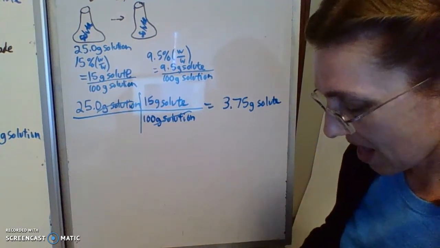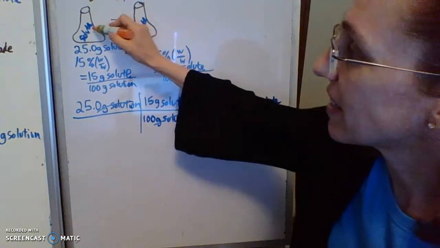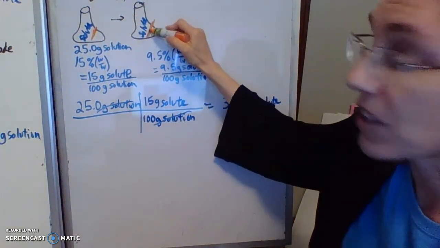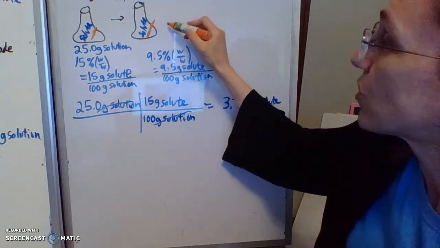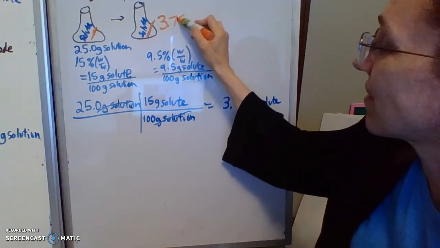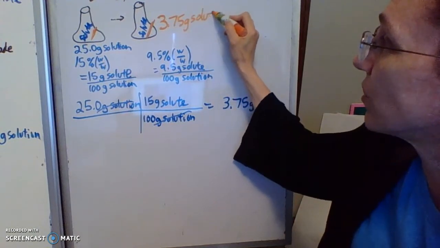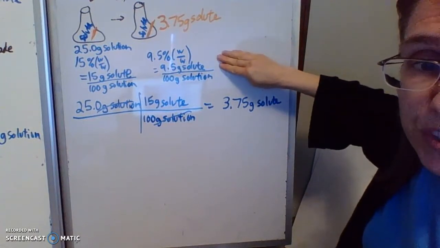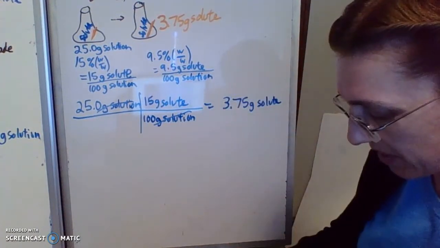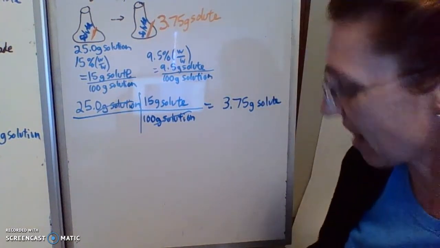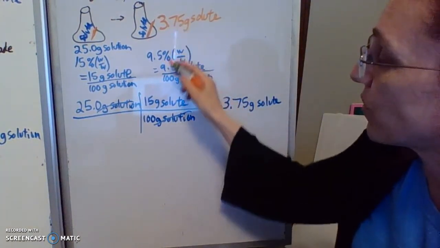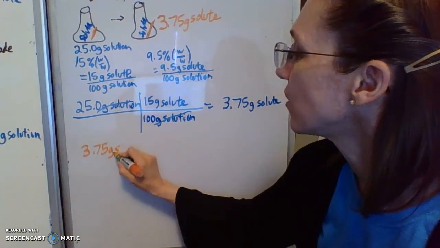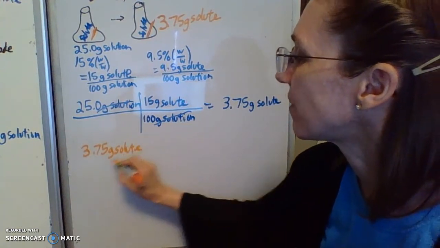Okay. That's the solute that is in this one over here. But we know that's the same amount of solute that's over here. So now we can say that this has 3.75 grams of solute. Okay, now we have two numbers for our second solution, and we can do a calculation with that one. So our second calculation is going to use these two numbers. We have 3.75 grams of solute, because we start off with the one that's not a conversion factor.